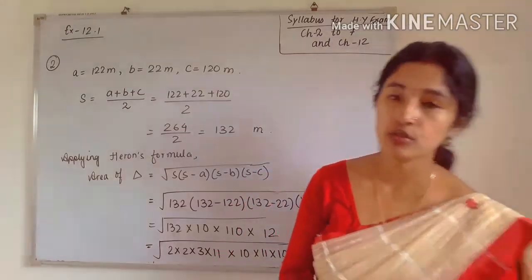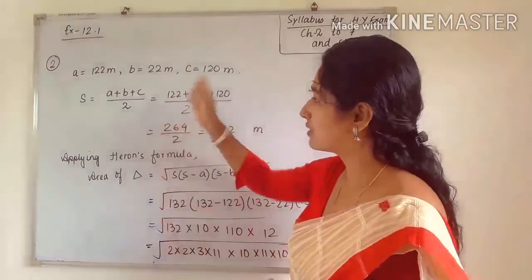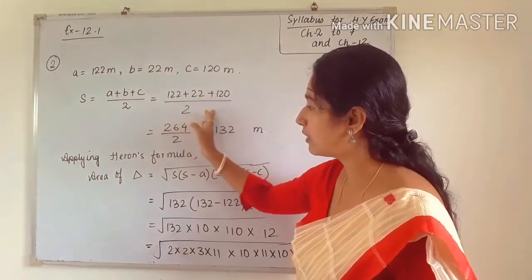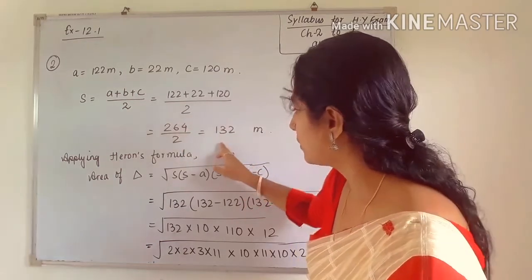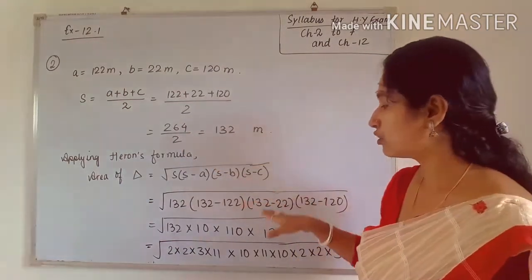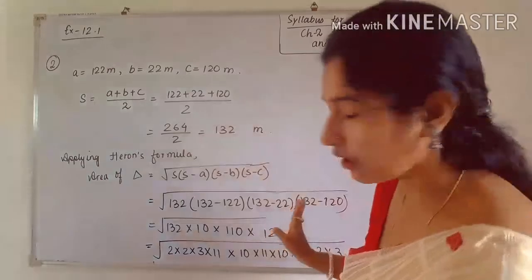So here we have to use Heron's formula. See, the sides are given. First of all, we will find the semi perimeter. The semi perimeter is 132 meter. Next we have to apply Heron's formula. So by using Heron's formula we got this one.